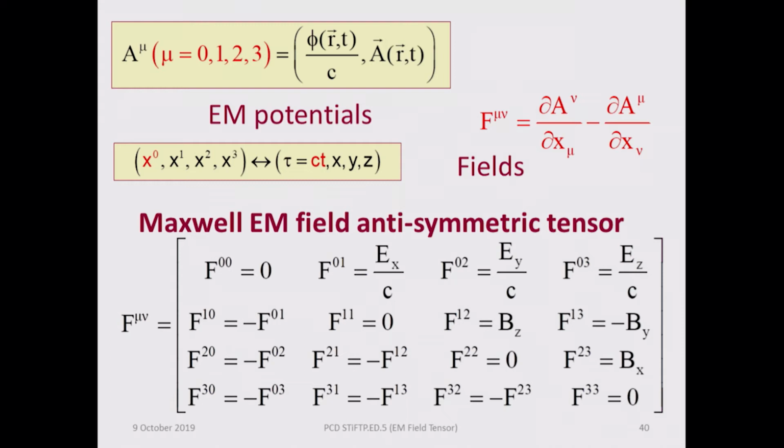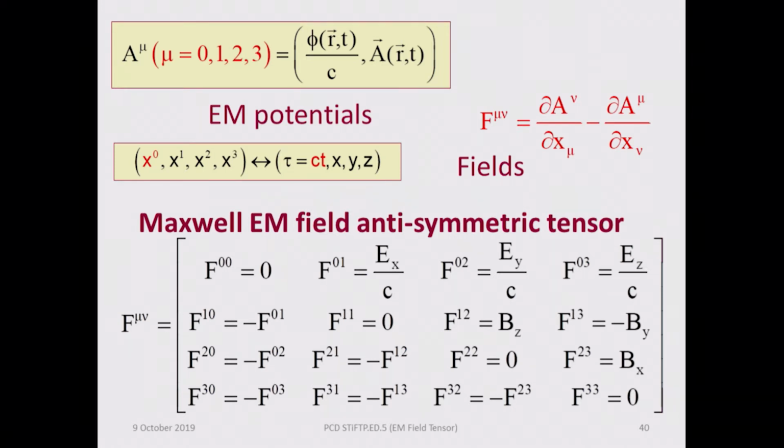And if you do it term by term, let nu take the 4 values 0, 1, 2, 3. So, can you see that for F 0, 1 you get Ex over c? Done? Do you get Ey over c now for F 0, 2? Just take the partial derivatives, take the difference. Got it? Now, this way you can get all the 16 elements, and it is easy to see that the diagonal elements are 0 and the off diagonal elements are antisymmetric.